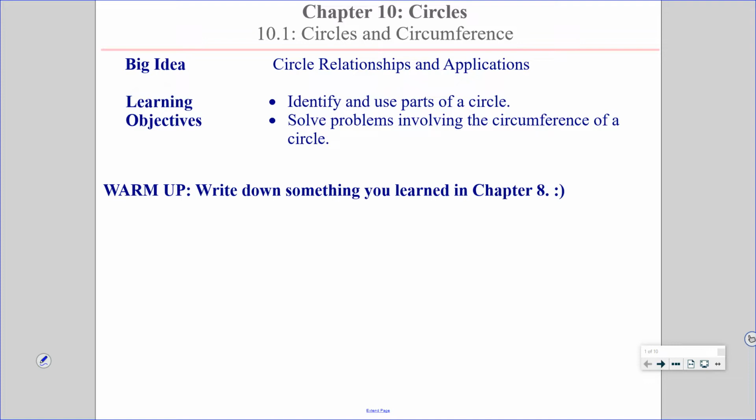This is so fun. It's my favorite part of every new chapter. Brianna? The difference between angle of elevation and depression. Good one. Angle of elevation and depression.